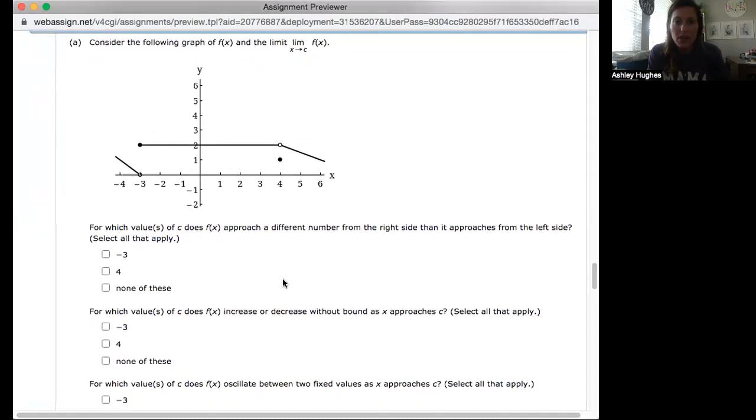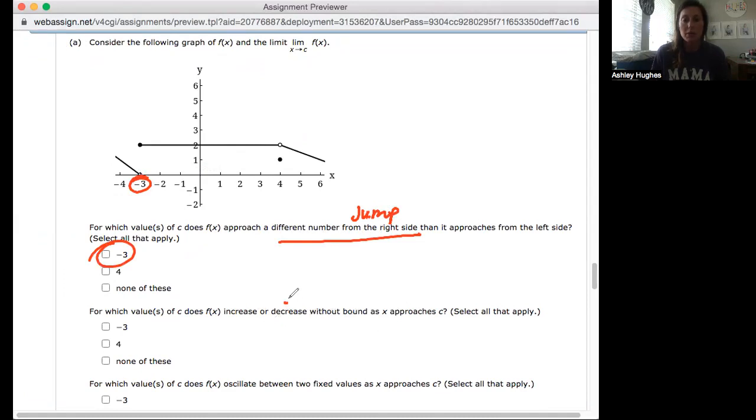So this one says, for which values does f of x approach a different number from the right than from the left? So basically, where is there a jump in the graph? When you see different from the left and from the right, what that looks like is a jump. And where do we see the jump? We see the jump here at -3. For which values does f of x increase or decrease without bound? This would be going up or down to positive or negative infinity. And in our graph, that does not happen. So we would say none of these.